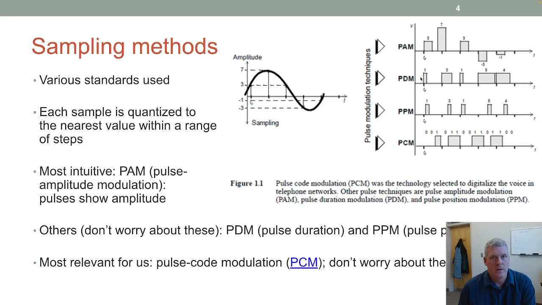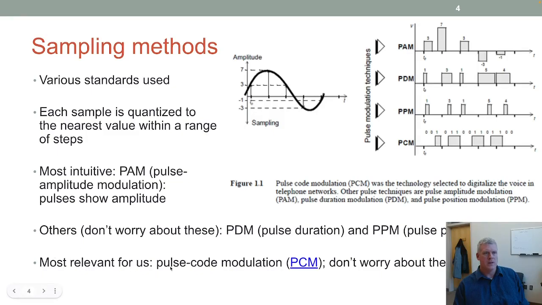There are other ways to do this. For example, pulse duration modulation is simply the duration, and there is pulse position modulation, and the PCM, or pulse code modulation, is turning these samples into zeros and ones. And this is how digitization of sounds happens, for example, across the telephone network or anything really. This is how we digitize sounds these days. Okay. We don't need to worry about the others too much.